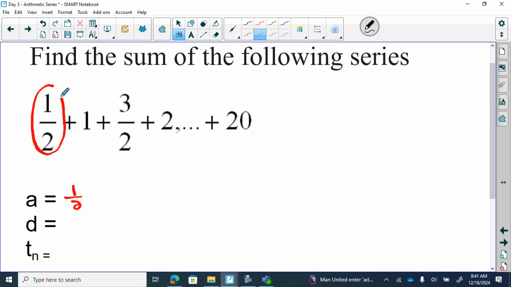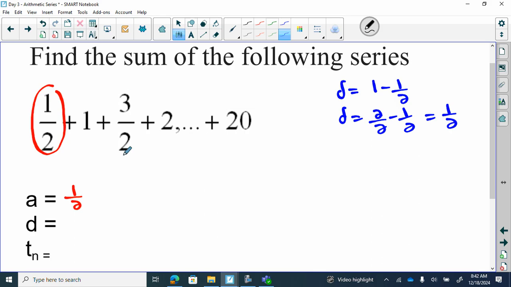Here it is right here. That's T1, or that's the A value. Now it's telling me there is a common difference. How do you find the common difference? Term 2 subtract term 1. What's 1 minus a half? What do you get? 1/2. Try this one. What's 3 over 2 minus 1?